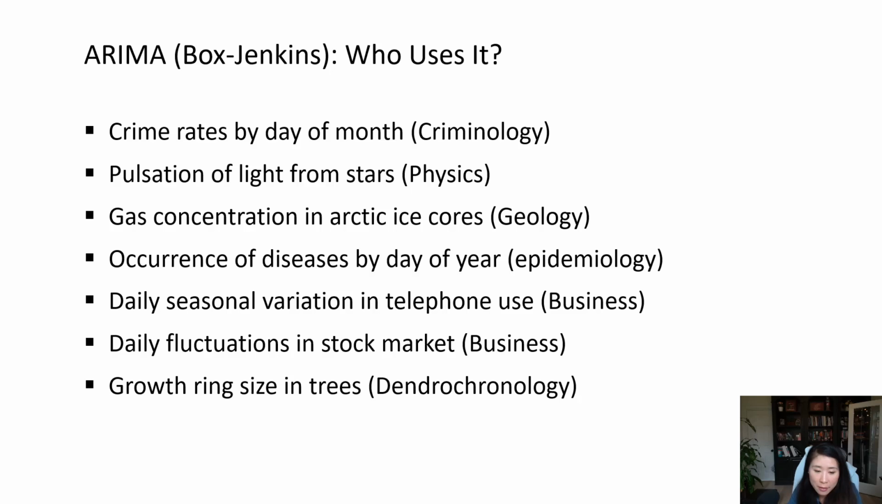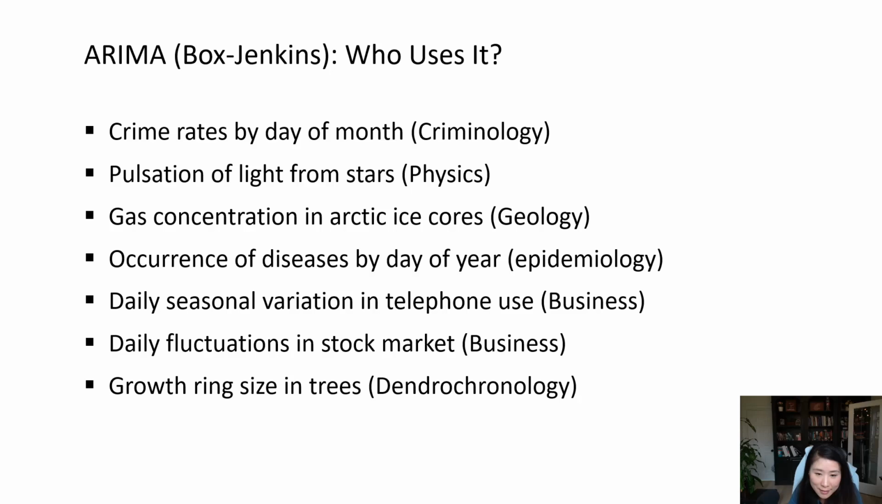Of course, most of you are econ majors and business majors, so you care about business. In business, I listed two examples. If you are trying to forecast the daily seasonal variation in telephone use, you definitely can use Box-Jenkins. And also the daily fluctuation in the stock market, which is related to our final project, right? So you can use the Box-Jenkins model. Lastly, if you're trying to predict the growth ring size in trees, you can also use Box-Jenkins.